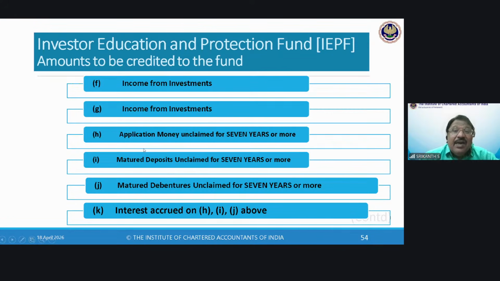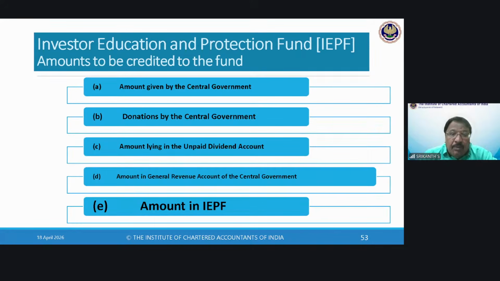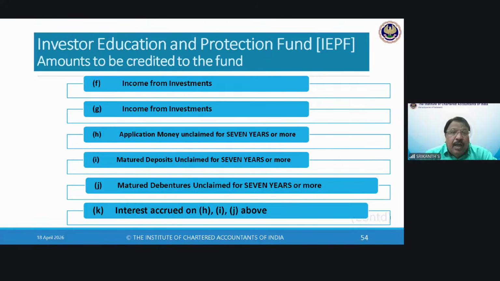Matured deposits unclaimed. So if somebody deposits but doesn't claim, these will be small amounts. I doubt if somebody will leave big amounts. Maybe some small amounts they've forgotten. Some reasons it's not claimed. Okay. All that will get transferred. Please note it, friends. The amount lying in the unpaid dividend, application money unclaimed, matured deposits unclaimed, matured debentures unclaimed, and all will not be used for education and protection. They will be kept in trust by the IEPF.